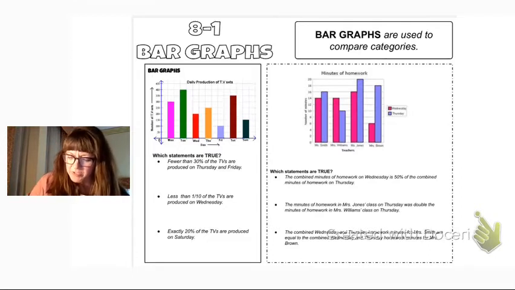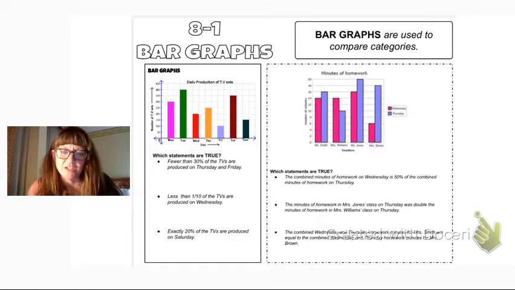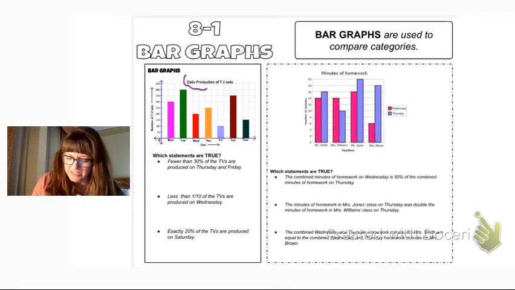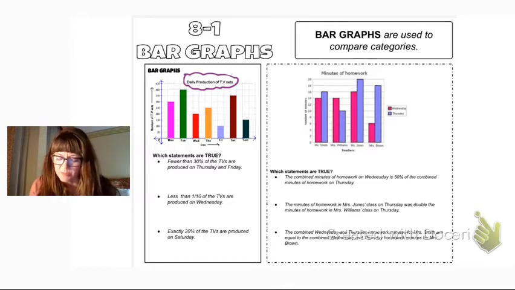So if we look at this first bar graph, it says daily production of TV sets. And so we can see that on the x-axis, we have the days. So we have Monday, Tuesday, Wednesday, Thursday, Friday, Saturday, Sunday. And then on the y-axis, we have number of TV sets. And we can see that it goes up to 450. And then we have a bar for each day to show how many TVs were produced on that day. We know from the title right here, the title is always important because it tells you exactly what it is that you're looking at. And in this case, we're looking at the production of TV sets.